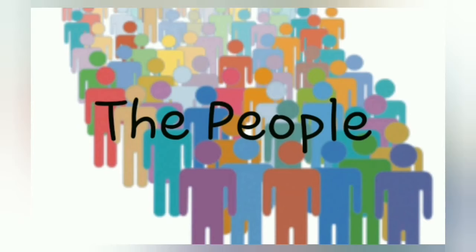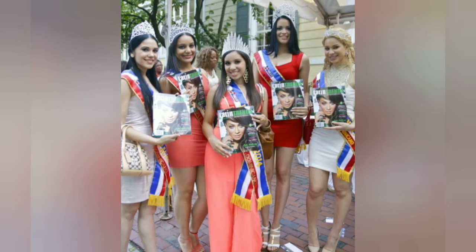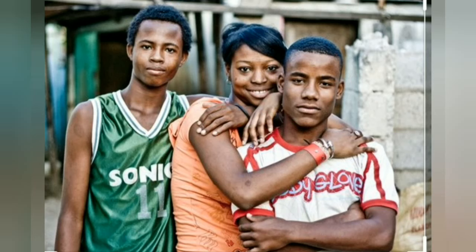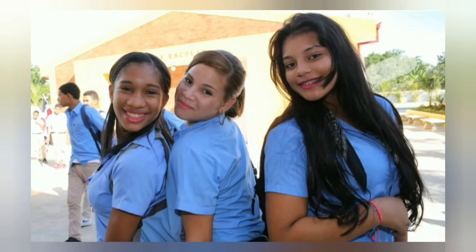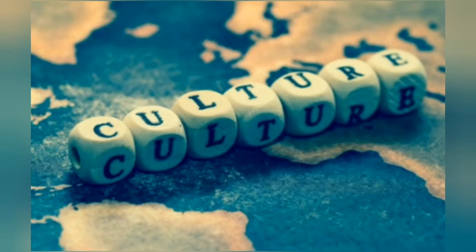Now, on a more positive note, let's move on to the people of the Dominican Republic. The ethnic makeup of the DR is 73% mixed race, 16% white, 11% black, and 1% other. In 2012, genealogical testing determined that the average gene pool of the Dominican Republic is 58% European, 35% African, and 7% Native American. The Dominican Republic is also the Spanish-speaking Latin American country with the highest amounts of African ancestry in its gene pool. And now let's move on to Dominican culture.